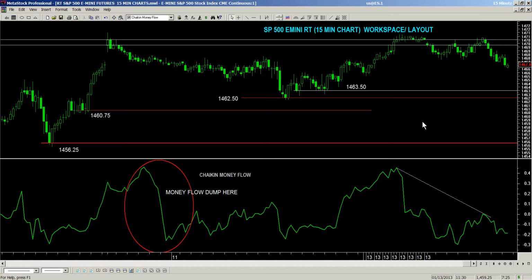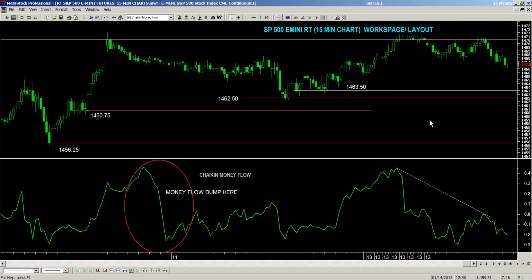3.5 points. Trading in real time. In the money on this trade. Excellent setup for a short move. Price continue to trade down.